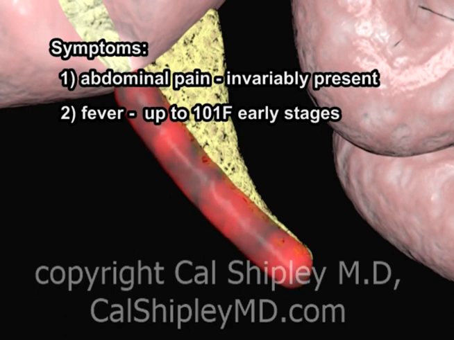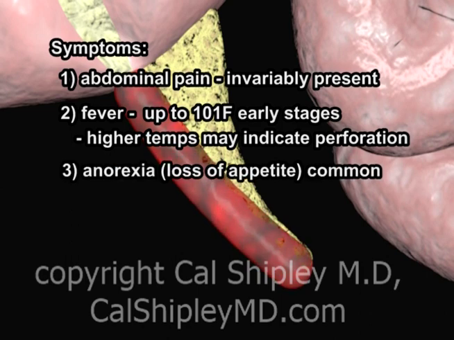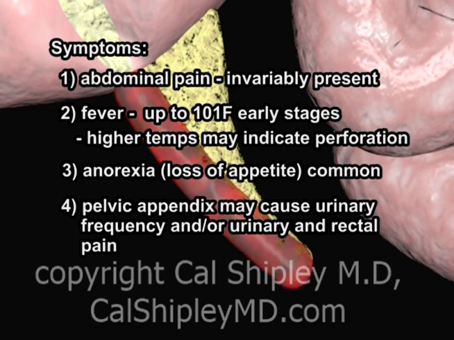In the early stages of the disease, patients may have a low-grade fever up to 101 degrees Fahrenheit. Patients presenting in the 102 to 105 range are more likely to have a perforated appendix. Anorexia is common in the early stages of acute appendicitis, while nausea, vomiting, and diarrhea are less so. Patients with an appendiceal tip lying in the pelvis may have urinary frequency, pain on urination, and rectal pain.